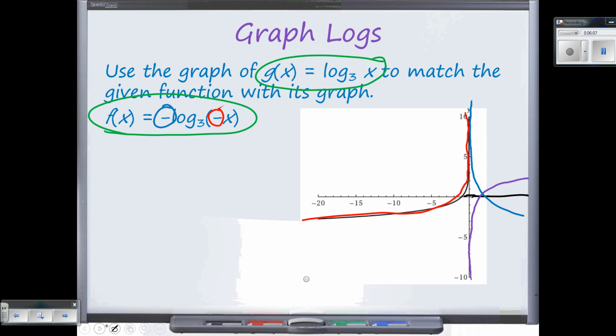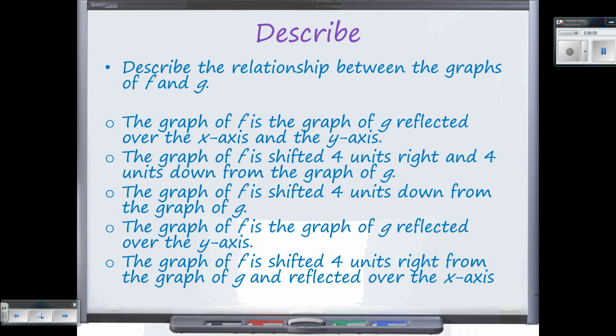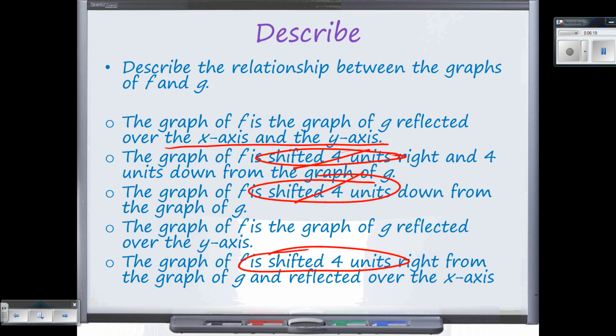So when we look at the words we're given, we see that there's only one that specifies rotation in the x and the y. This one says shifts. There are no shifts. This rotation is only talking about the y-axis, so there's only one answer, and it's our very first one.